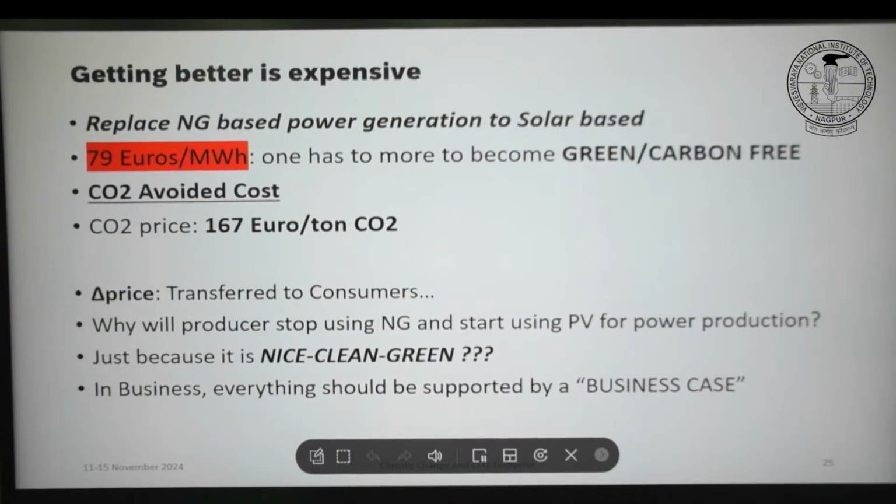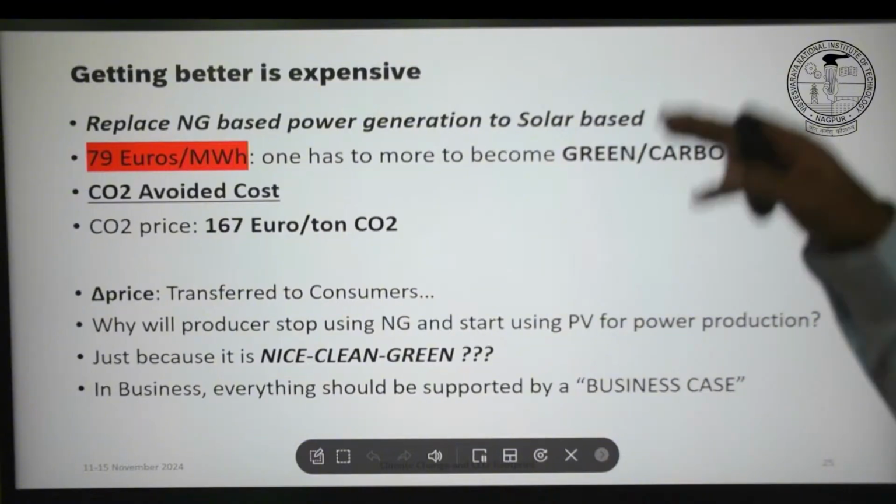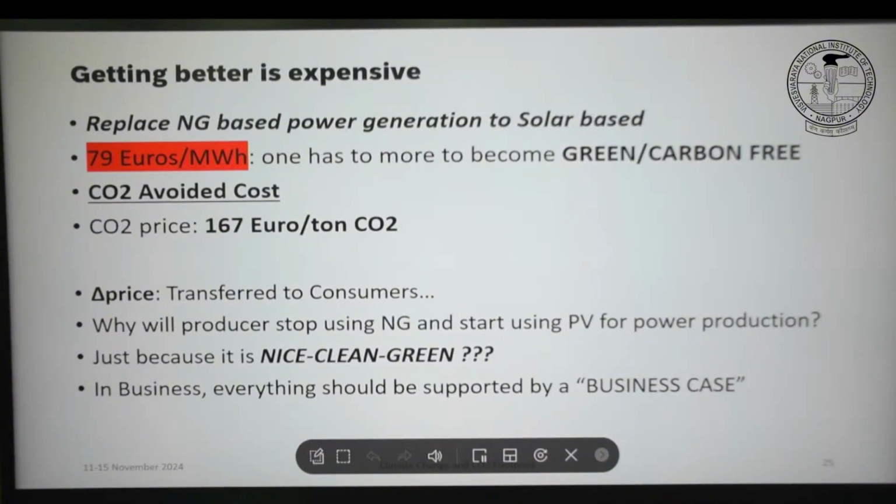Okay, so as a power plant operator, if nobody is going to pay this 79 euro, I'll simply transfer this cost to my consumers. So I'll start selling the electricity at much higher rate, and at the end of the day, consumers are we all. And the direct effect of this price increase would be reduction in the consumption. So that's also not good for the business. If you increase the price, the consumption will go down.